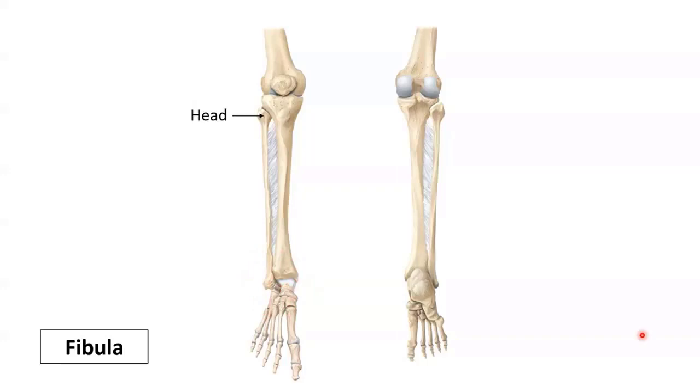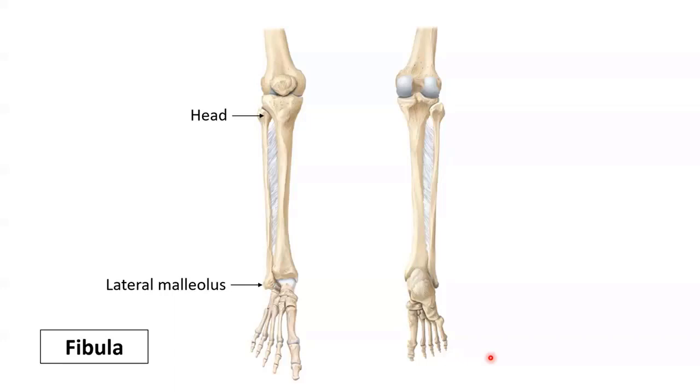The head of the fibula is the proximal end, which articulates with the anterior surface of the lateral condyle of the tibia. The distal end is shaped more like an arrowhead and forms a projection called the lateral malleolus. So our malleolus again articulates with the talus of the ankle and forms that bony projection that you can feel on the lateral surface of your ankle.